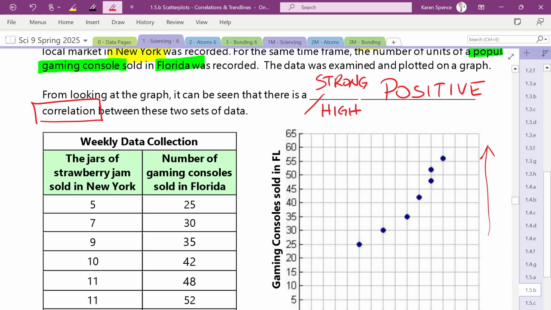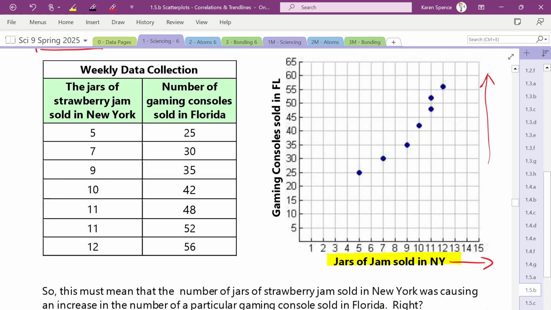Now, does it seem likely to you that people buying jam in New York is causing people in Florida to buy gaming consoles? No. So this is where we have correlation, but not causation. They're both going up, but one isn't causing the other.